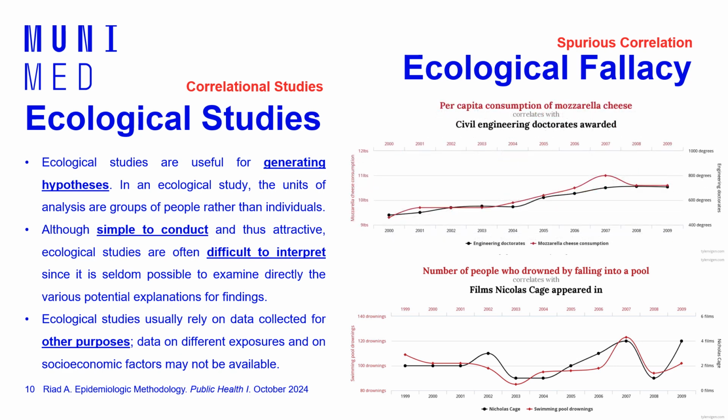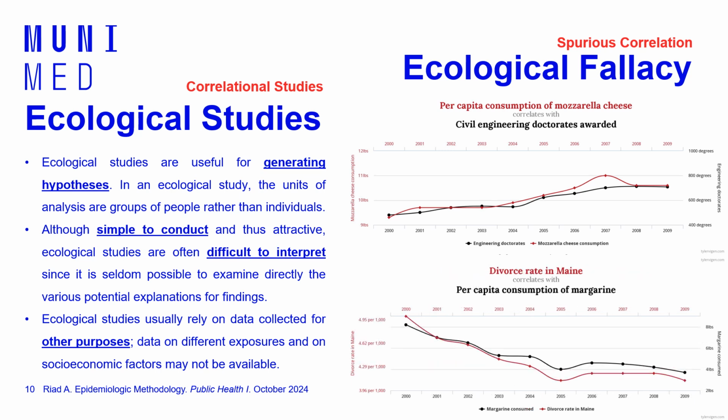Also, the per capita consumption of mozzarella cheese and the rates of civil engineering doctorates or PhDs awarded, or the divorce rate in Maine and the consumption of margarine. All these correlations are perfect when we think about mathematics or statistics. However, in real life, they can never give you any useful information. That's why you have to be careful, because correlation does not imply causation. Having two things happening at the same time does not mean that these two things are connected or that one of them is the reason for the other.